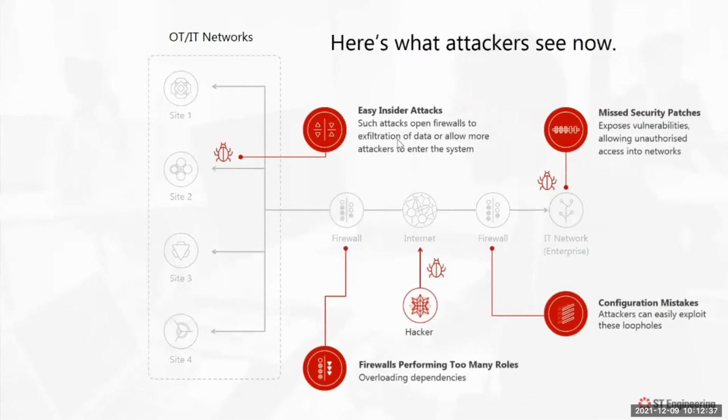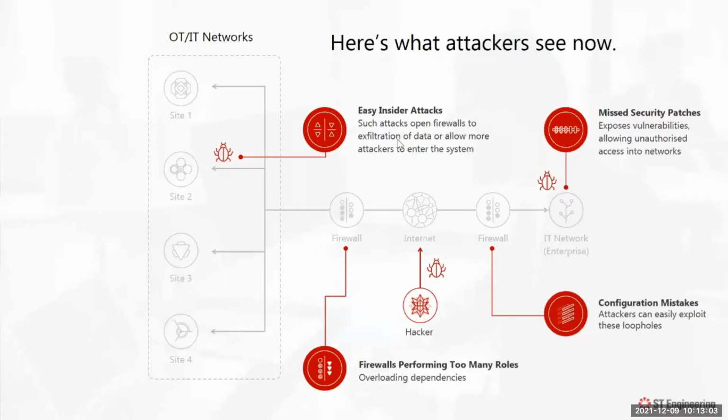Largely, there are 4 areas of problems. So let's take a look at the first one on the top left-hand corner, which is insider attacks. If someone in your organization is routinely trying to break security protocol in your organization, this cannot be solved by any security products because that's intentional and it opens the firewalls to exfiltration.